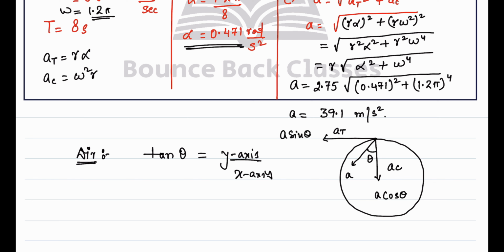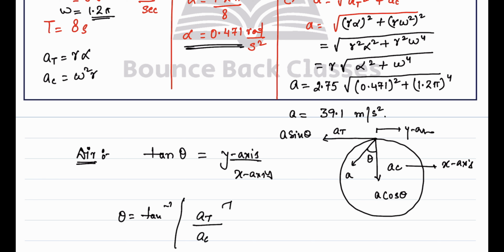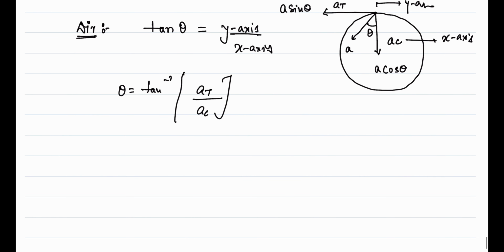So which is your x-axis? This gives you the x-axis and this will give you the y-axis. Clear? Okay, so theta is equal to tangent inverse. What is your y-axis? AT divided by AC. Okay, solve it step by step. Theta is equal to, you have both the values, tangent inverse.